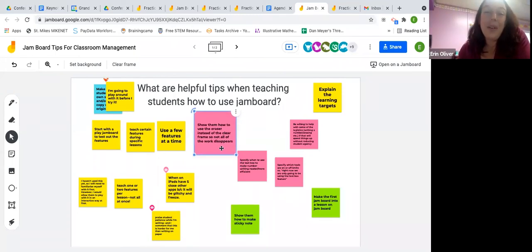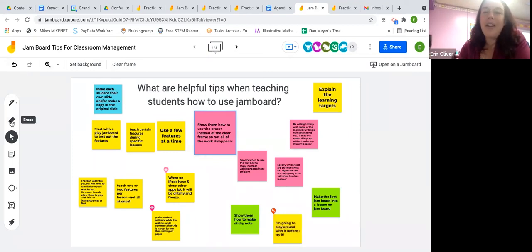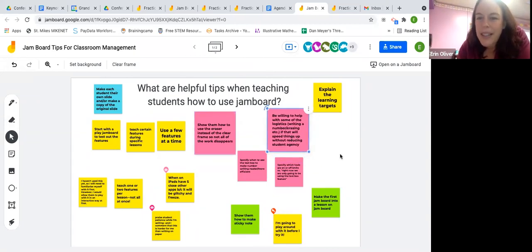Yeah, that's actually a really, really good point. If I said clear frame right now, everything on the frame would disappear. So you have to teach them about the undo and the eraser as the way to undo what they've done. That's a really, really big point. Be willing to help with some of the logistics, writing a number, erasing. It will speed things up without reducing student agency. Nice.